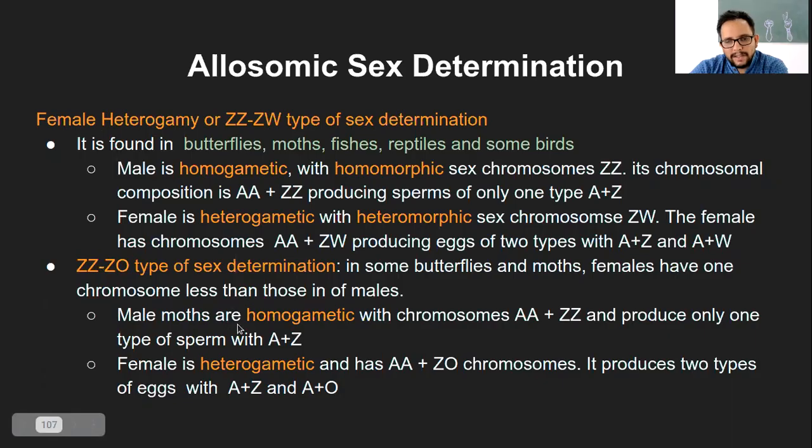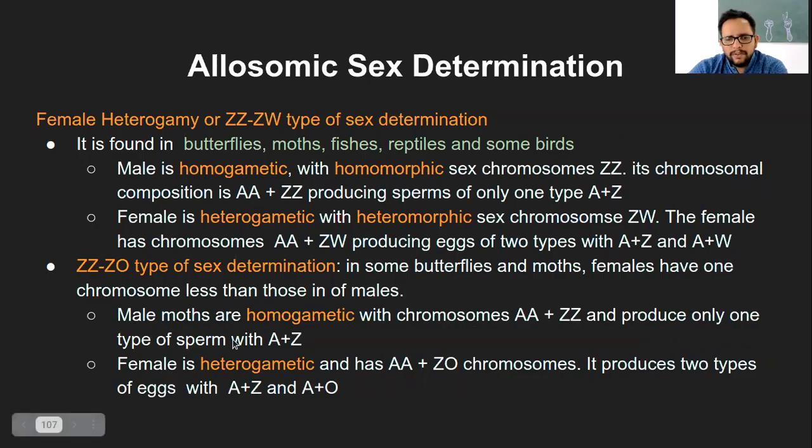The example here is butterflies and moths. Females have one chromosome less than males. So that is the O chromosome. O chromosome means it does not exist as such. That is one less chromosome. So the male moths are homogametic, and chromosomes will be A, that is autosomes, and ZZ. This number depends on which species we are talking about. In human, this is 22 plus 22, that is 44. But for moth, at least I don't know the number of chromosomes, so it is AA for the time being.